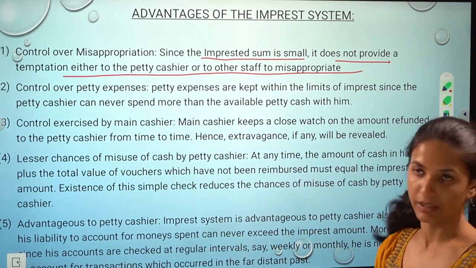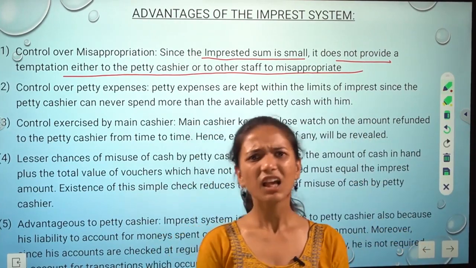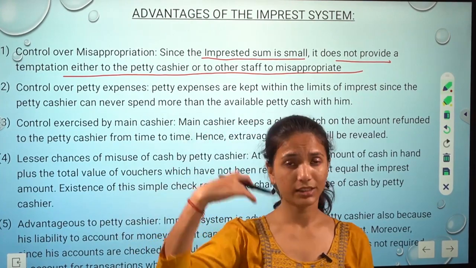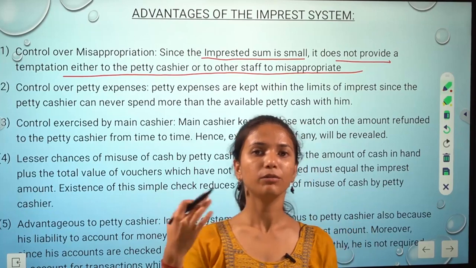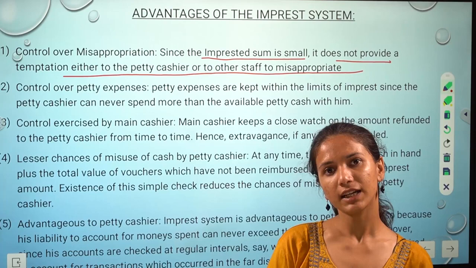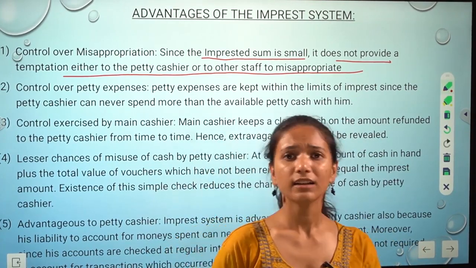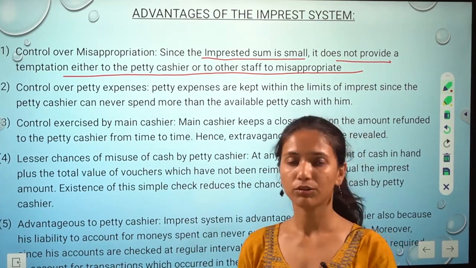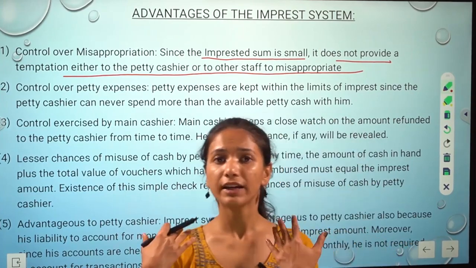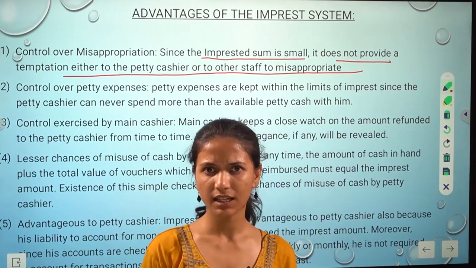That means, since the amount given to him is very low, let's say a maximum of 5,000 or 8,000 is given to him, or if it is a very large organization, then he will be paid maybe 20,000 maximum. He will pay off all those expenses from that 20,000. He is also getting a salary, so he will not run away with that money, because he is getting the salary on time.